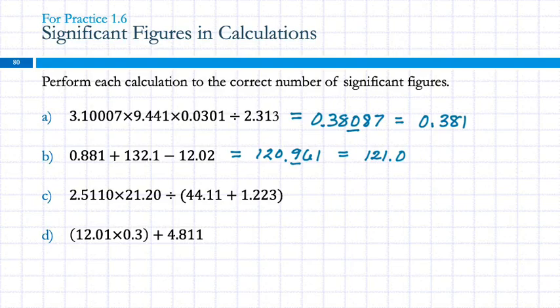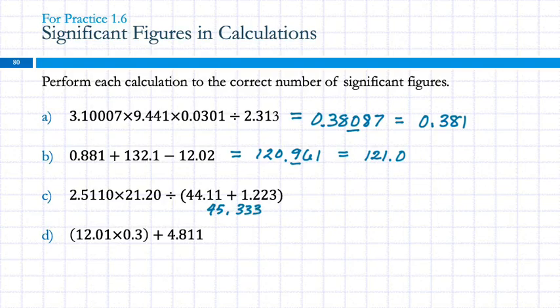Okay, letter C. Now we have multiplying and dividing, and we have adding. And so we have to look at them separately. You can do this calculation on your calculator with parentheses and come up with an answer and write it down. But you're still going to have to go back and do the pieces to find out the sig figs. So we'll just start that way. Here we're going to do the adding first. So 44.11 plus 1.223 equals. So that result is 45.333.